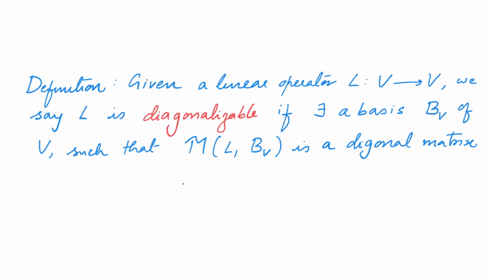We will start this video by summarizing what we have seen so far. Before doing that, we will introduce a terminology. We will say that a linear operator L from V to V is diagonalizable if there exists a basis BV of V such that the matrix of L with respect to the basis BV is a diagonal matrix. Let us now summarize what we have seen so far in this language.